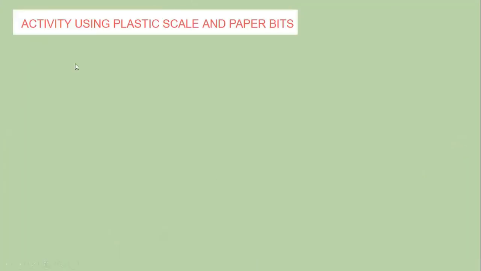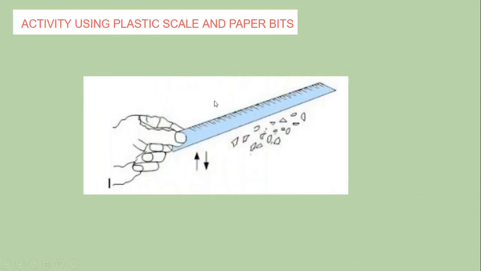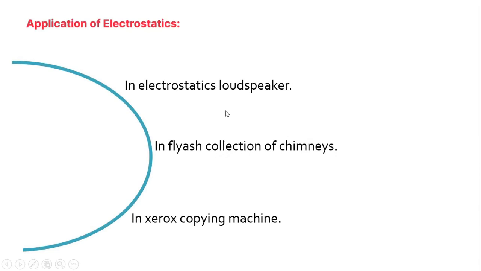Now there is another activity which you can do using a plastic scale and paper bits. If we take a charged plastic scale and bring it near pieces of paper, the pieces of paper get attracted towards it. It is again because of electrostatics. Now what are the applications of electrostatics? It is used in electrostatic loudspeakers, in flue ash collection of chimneys, and in Xerox copying machines.